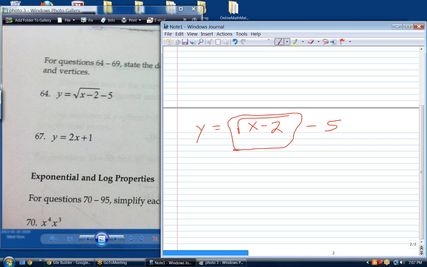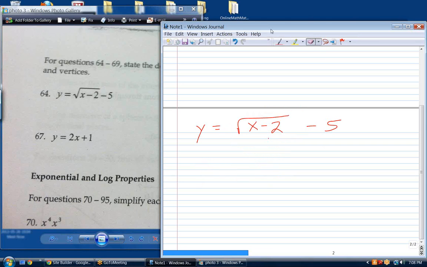What is the minimum that this can be? 0. Yeah, because if x is 2, that thing is equal to 0. But it can never be negative. So what is the lowest that y can be? If that part of it can at best be 0, the whole thing can be at best what? What's the lowest that the whole thing can be? -5. Since this part of it can be at best 0, then the lowest that the whole expression can be is -5. So that's the way we figure out the range.